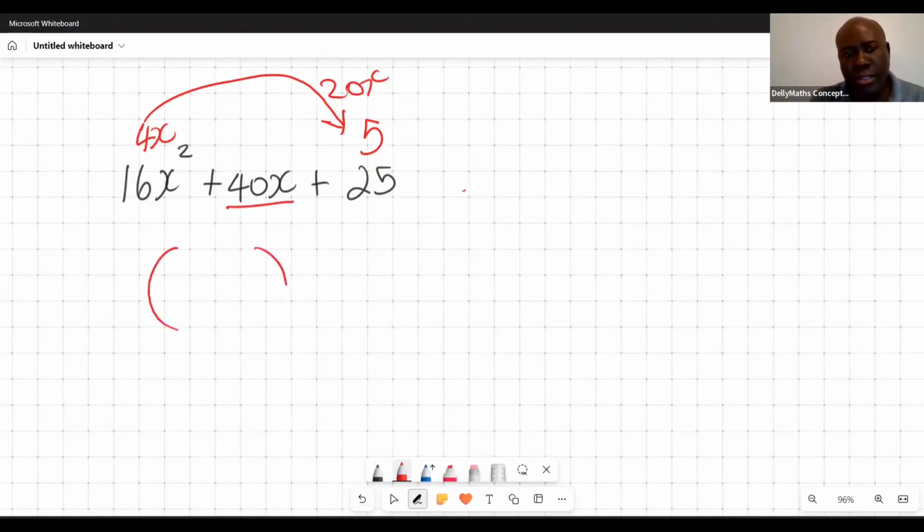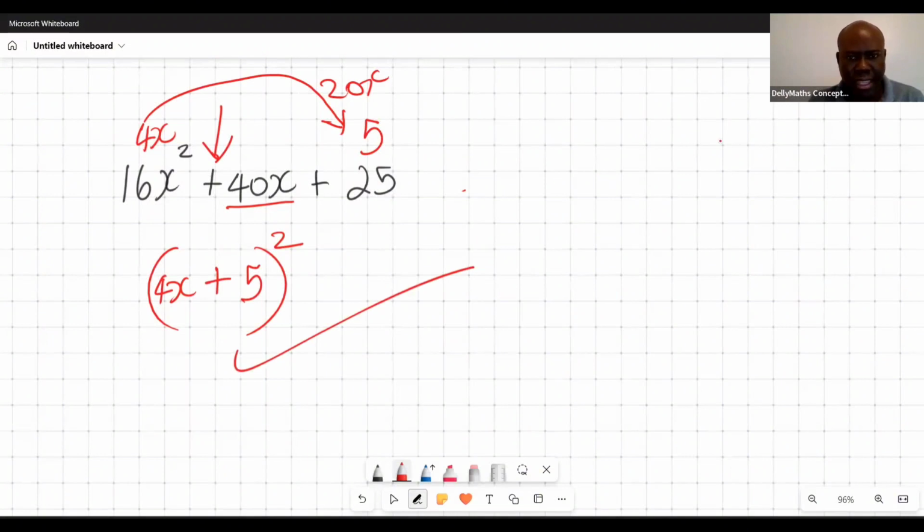So all I'm going to do is set this up. The square is already outside, because the factor is always like that. Square root, 4x. Next square root, 5. The sign in the middle is plus, so this becomes a plus. We're done. Let's try another one.